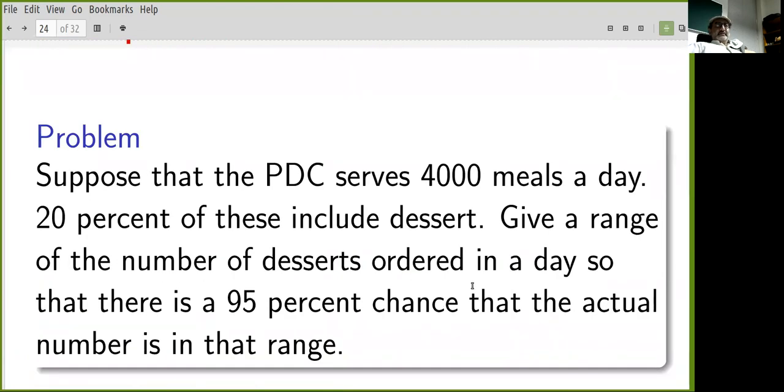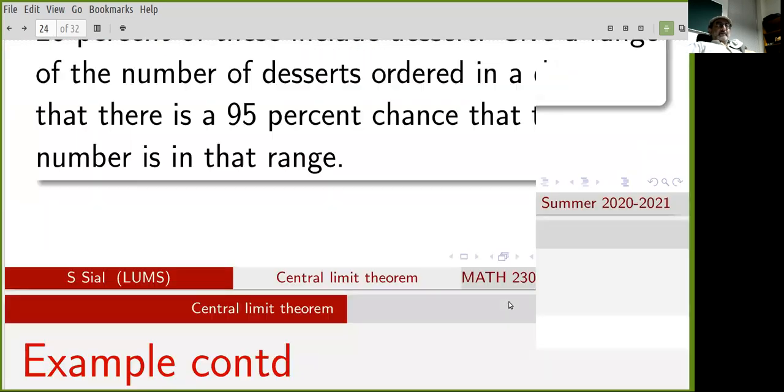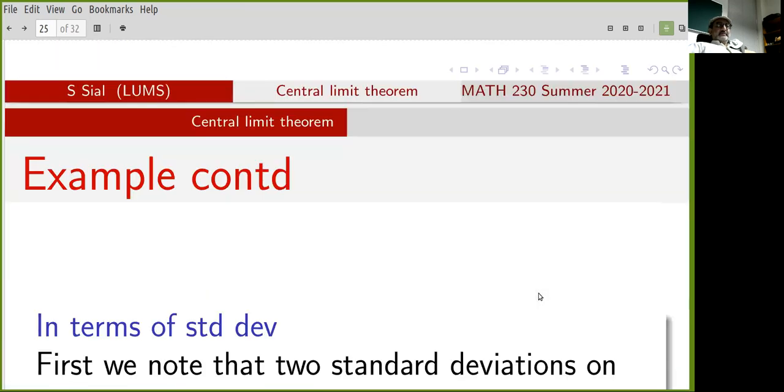Okay. Try another one. Suppose that the PDC serves 4,000 meals a day. 20% of those include dessert. Give a range of the number of desserts ordered in a day so that there's a 95% chance that the actual number is in that range. Okay. So let's see. 4,000 meals a day, 20% of those include dessert.